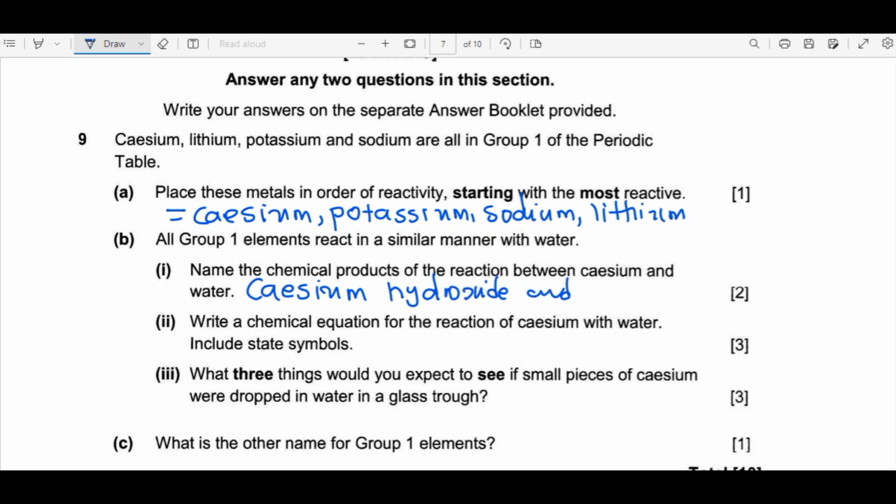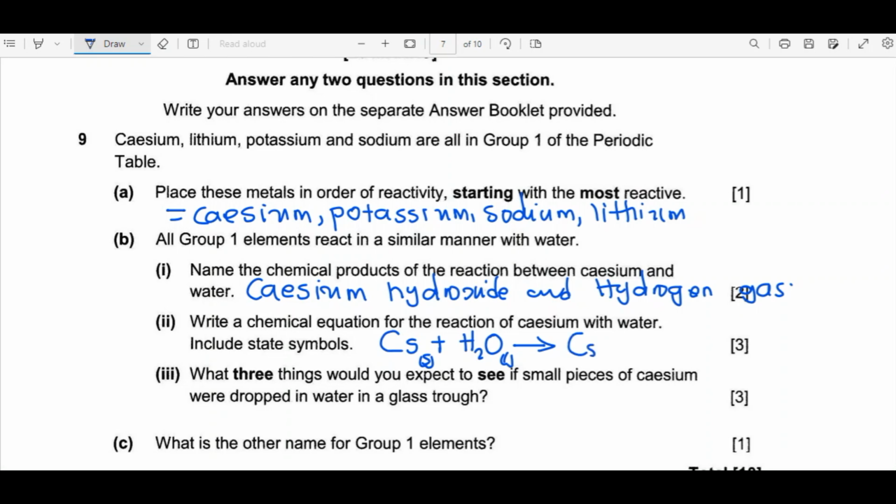And the gas produces hydrogen gas. So that's a thing that you are supposed to master. Whenever a group 1 metal reacts with water, you get metal hydroxide and hydrogen. Then write a chemical equation for the reaction of cesium with water. Include state symbols. So cesium has the chemical symbol of Cs, solid, plus H2O, liquid.